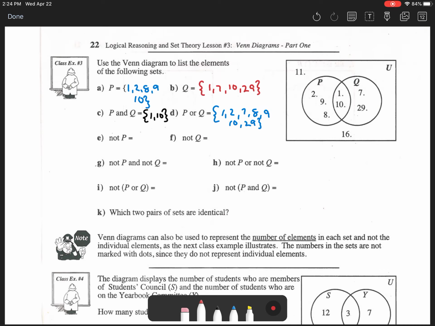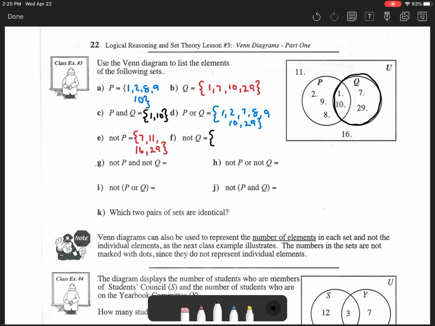All right, moving on, not P. So again, when I want not P, I visualize what P looks like, and then I want everything except that. Now, we actually figured out what P was in letter A, so I would want everything except what I found in A. So again, if you want to do it by listing of the numbers, that's great. If you want to use the Venn diagram and the visual representation, that works as well. So visualize what is inside circle P, and then you want everything except that. So those elements would be 7, 11, 16, and 29.